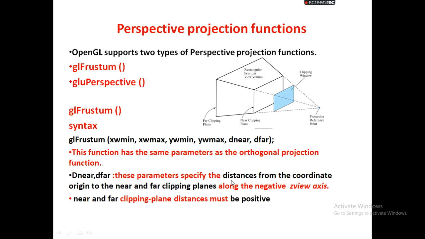These parameters specify the distance from the coordinate origin to the near clipping plane and from the coordinate origin to the far clipping plane. So this is the distance between the projection reference point and the near clipping plane, and the projection reference point and the far clipping plane. I would like to conclude this slide. If I want to create a perspective projection viewing volume, then I should use GL frustum.